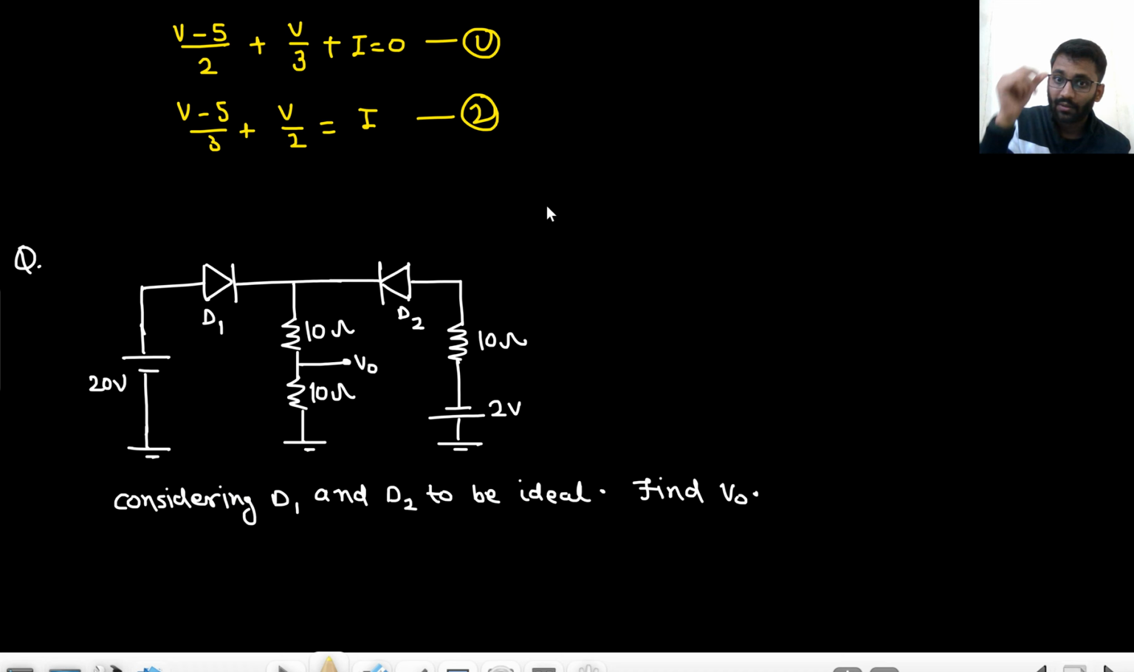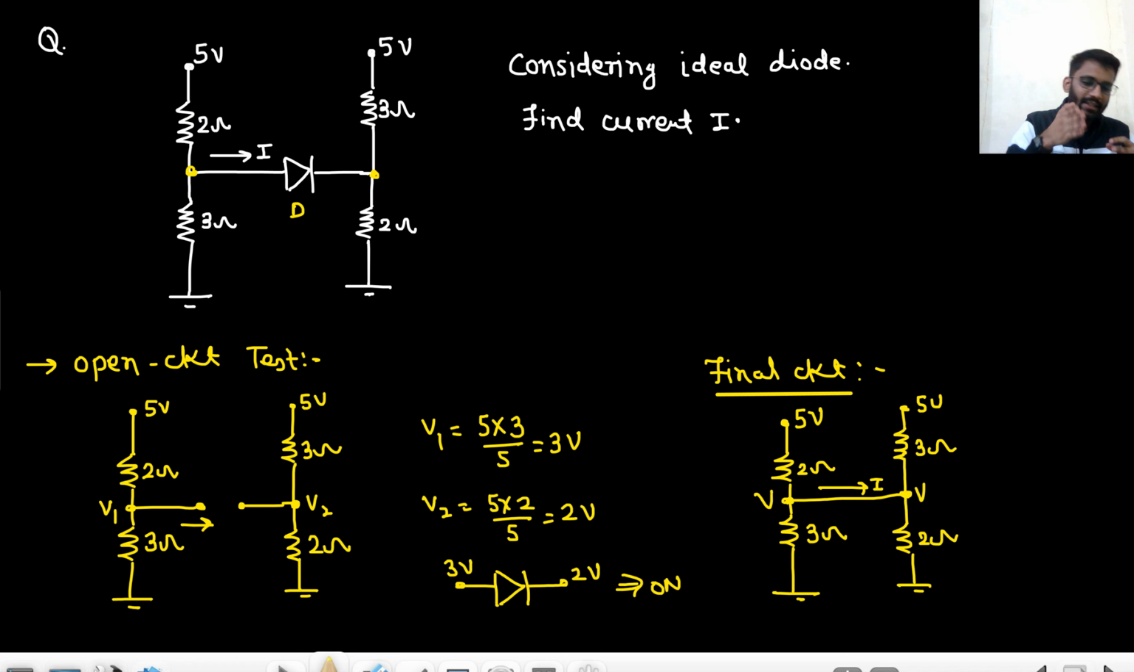Now this I you can replace here. Or what you could have done is simply see that this current is going in two paths. So the current I is basically the addition of (V minus 5) by 3 plus (V minus 0) by 2. So instead of writing I, you could have written this expression. If you had studied network analysis very deeply, you could apply the concept of the super node here.